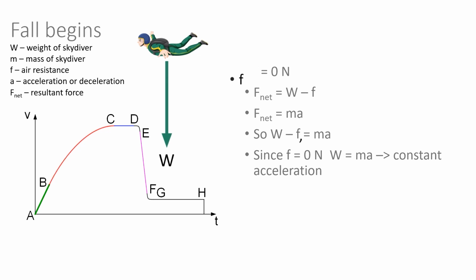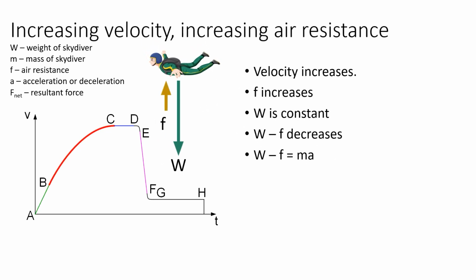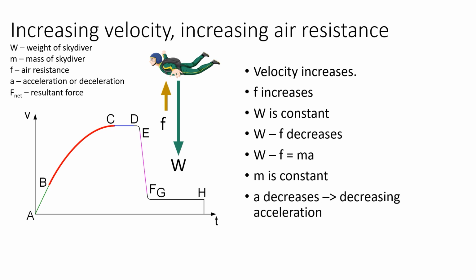As the skydiver falls, his velocity increases. This causes air resistance to increase as well. Since his mass remains the same, the resultant force acting downwards decreases. Even though he is still speeding up, the rate of acceleration decreases. We say that he undergoes decreasing acceleration. This gradual reduction in acceleration is shown by the curve from B to C on the graph.